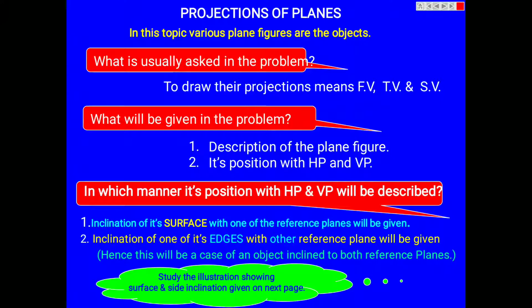Then what's the data given to it? What will be given in the problem is the description of the plane figure and its position with horizontal plane and vertical plane. So there will be two pieces of data given in the problem: the description of the plane figure, and its position with horizontal plane and vertical plane. In which manner will its position with horizontal plane and vertical plane be described? There are some cases below.